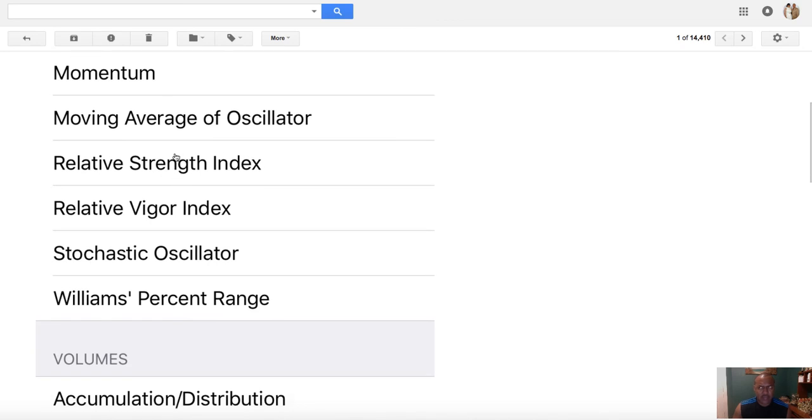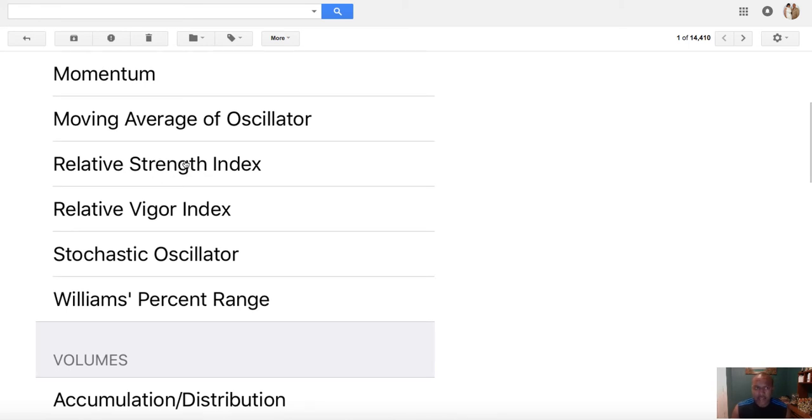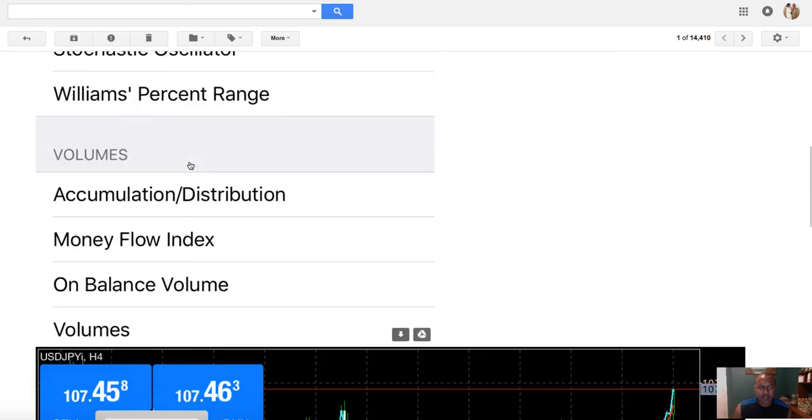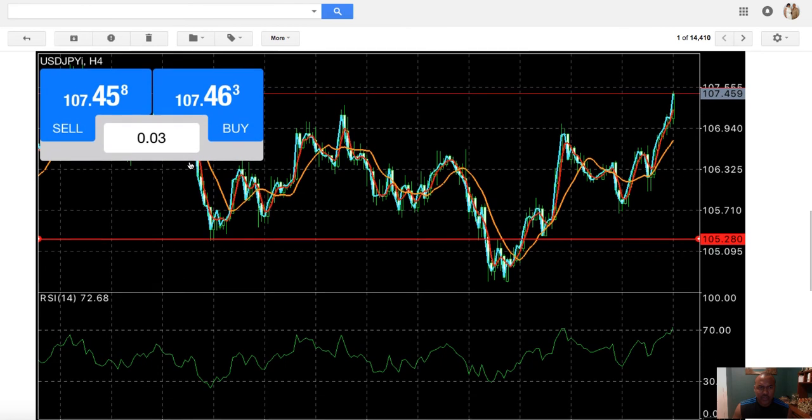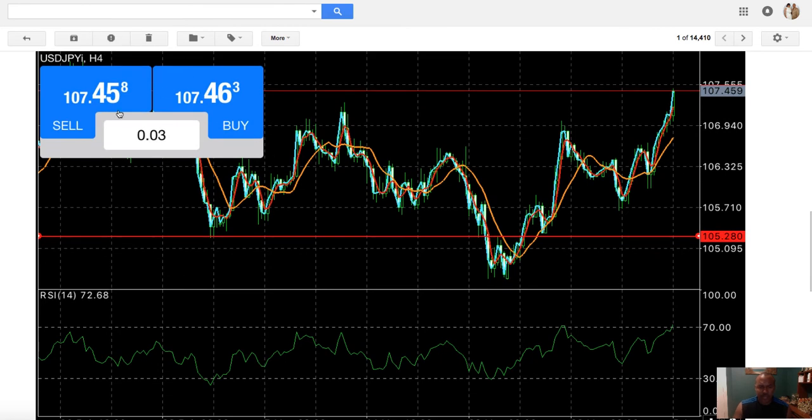Okay? Sorry if I said relative strength indicator. But anyway, RSI, Relative Strength Index. You want to click on that so that will add it to your screen. And once you do that, this is what your screen will look like.